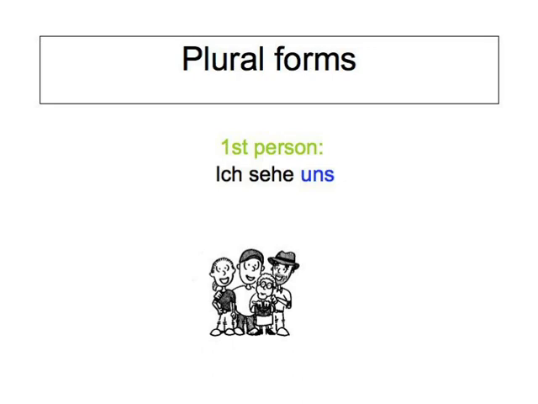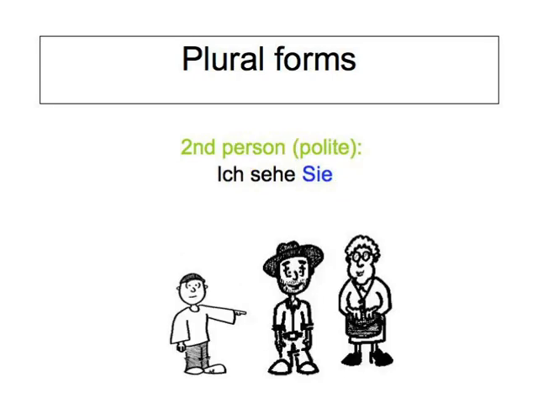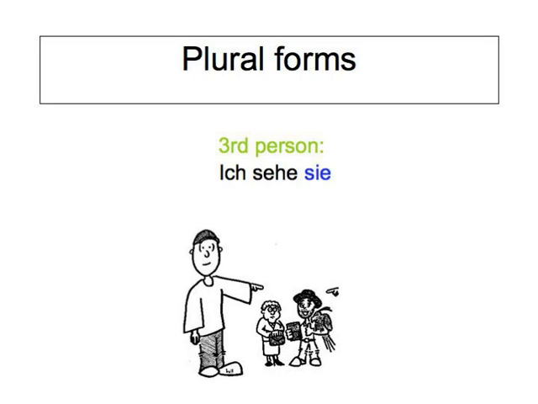Ich sehe uns, I see us. Ich sehe euch, I see you. Euch is the plural form of the familiar dich. We might jokingly translate it as "yous" or "you guys". Ich sehe Sie, that's the polite form, I see you. The form is the same for both singular and plural. Ich sehe sie, I see them.